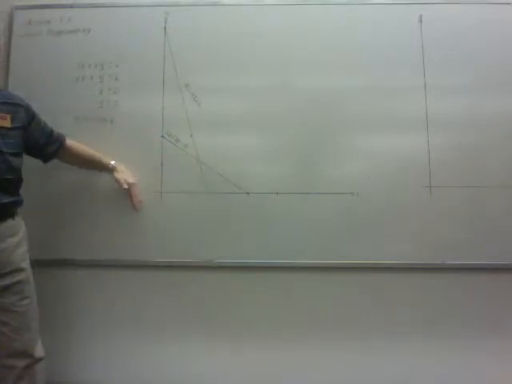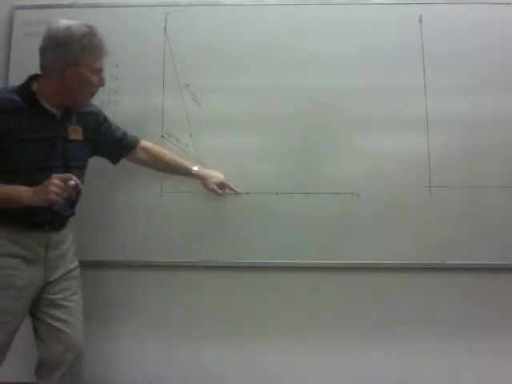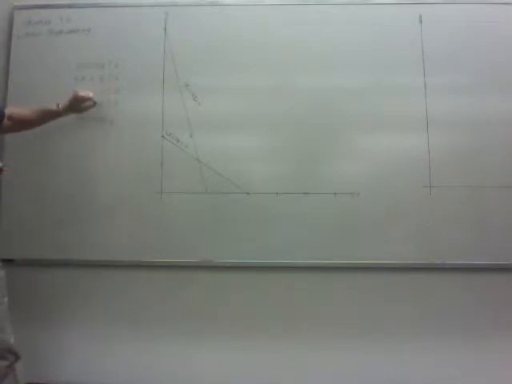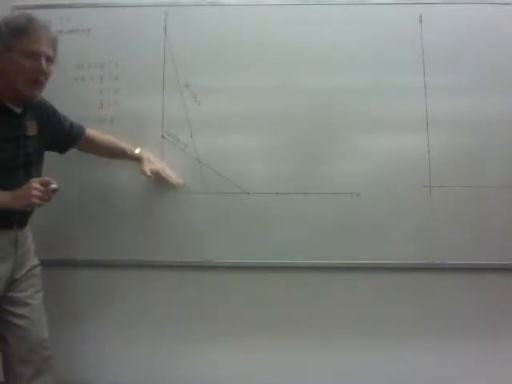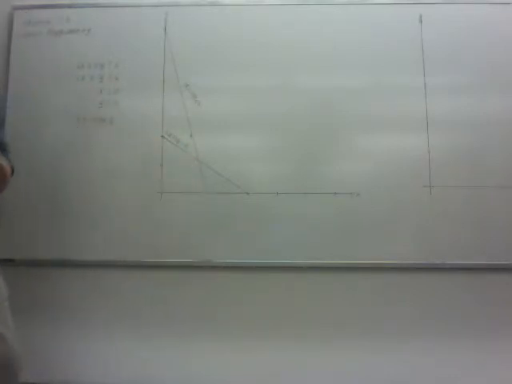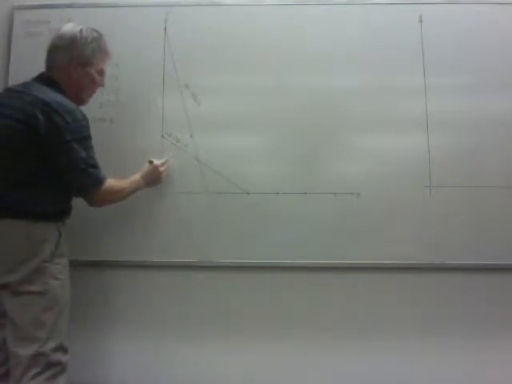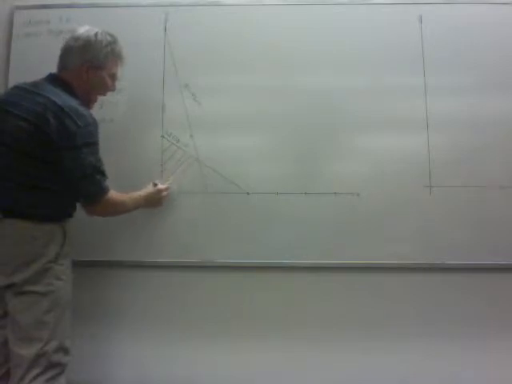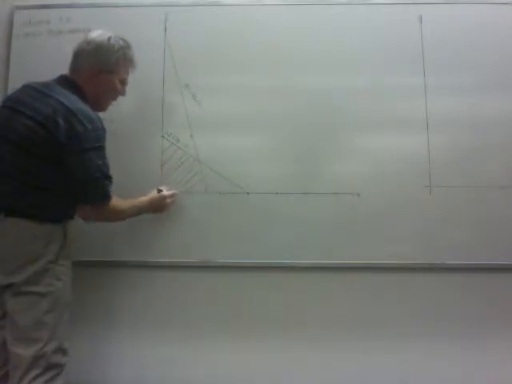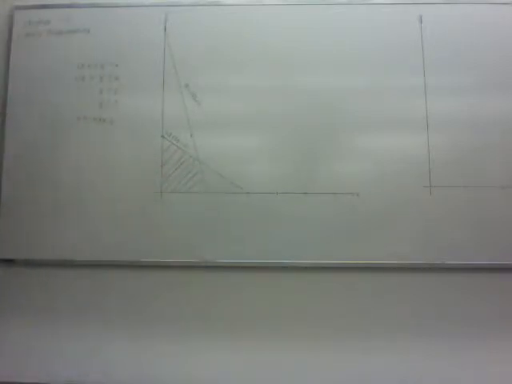Everybody good? Here's this line, 2x plus 3y. Again, that's less than or equal to 6. I would shade everything below that line. So if I'm looking for the feasible region that's going to make all of those inequalities true at the same time, it would be located right there.